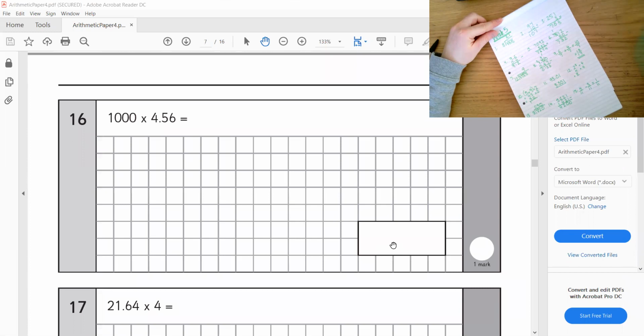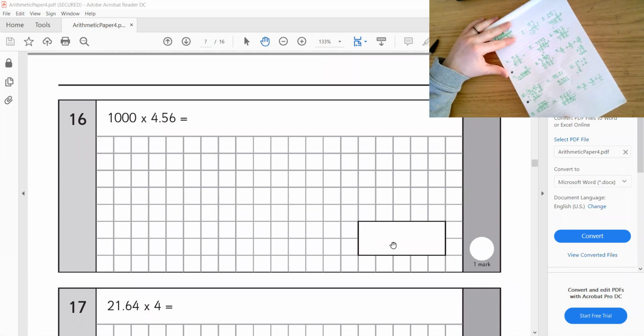Here we go, 1,000 times that number, 4.56. Well, if I'm timesing by 1,000, it's the same as what we've just done here. Remember, this was dividing by 10, what we're doing here. This time we're timesing by 1,000. So I'm still timesing by a tens number, but it's still the same sort of thing.